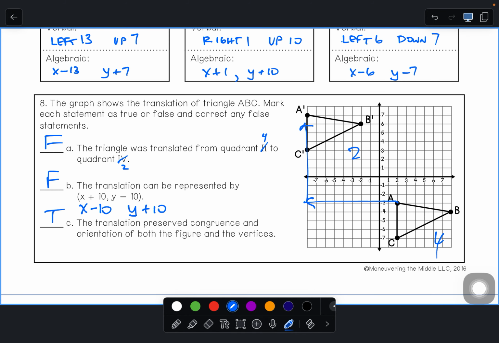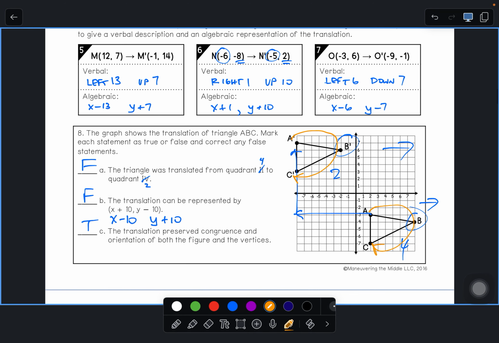The translation preserved congruence and orientation of the figure and vertices. That is true. How do we know that? Well, vertex B is still pointing to the right. So the orientation of the figure is the same. And then the order of the letters. So ABC is clockwise movement. So the order of the vertices didn't change either. So that statement is true. All right, hopefully you copied your notes down, and I'll see you in class.